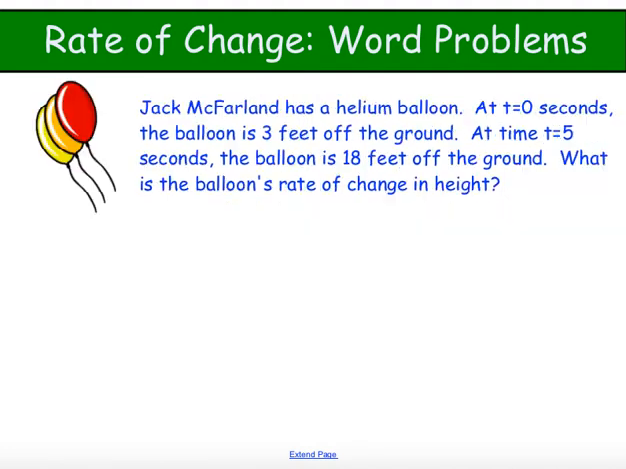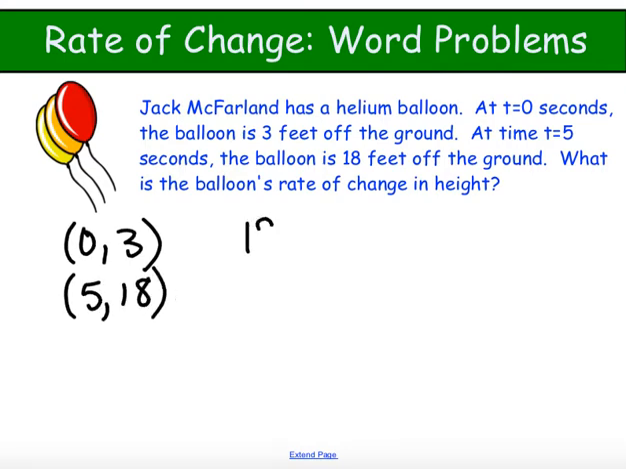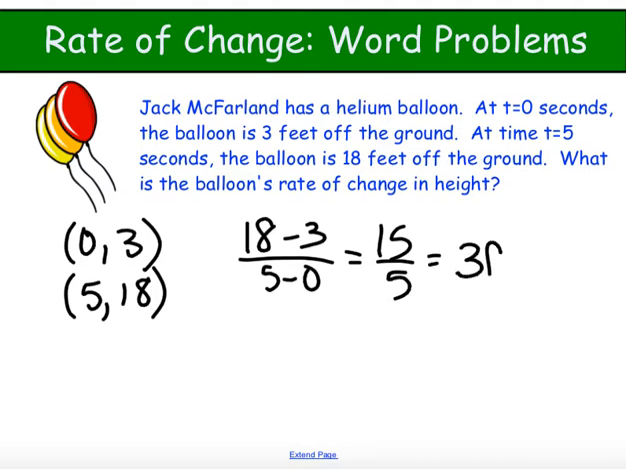All right, just a couple more examples. All right, we now have this balloon at t equals 0 seconds. They're at 3 feet, and at t equals 5 seconds, we're at 18 feet. All right, so I'm going to do 18 minus 3 over 5 minus 0, which gives me 15 over 5, which is 3 feet per second. Okay, pretty easy one. And last example for this lesson.